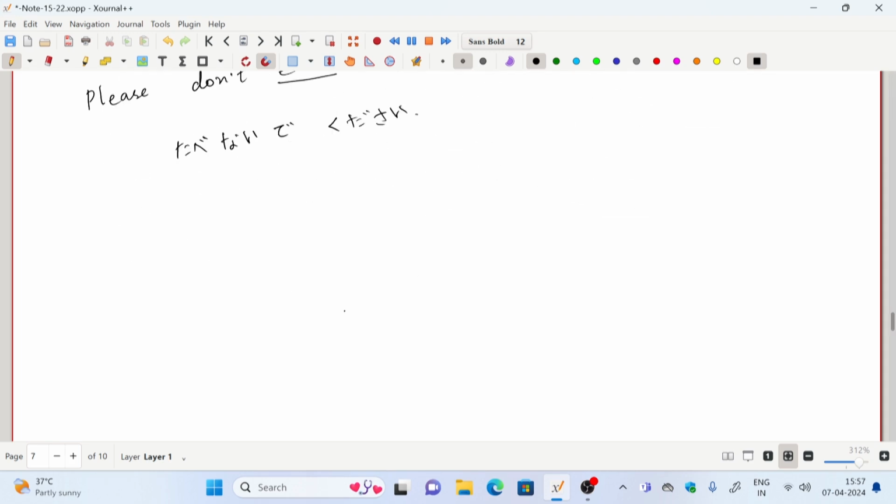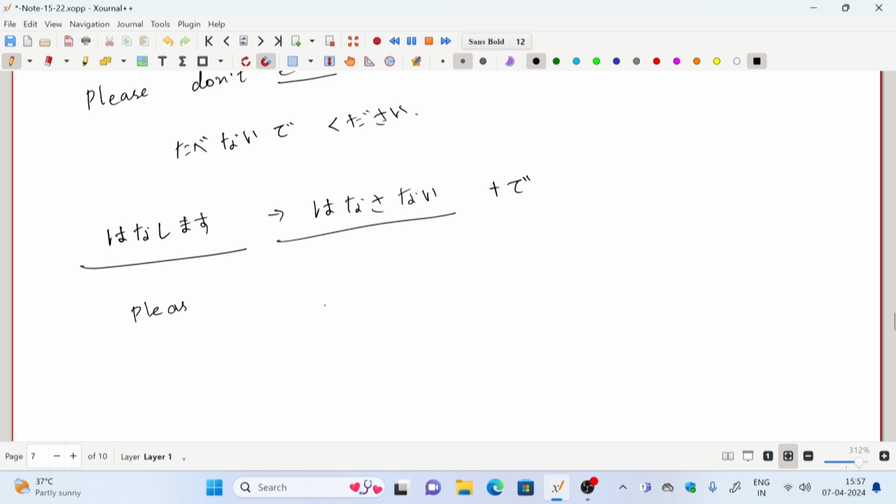Now we'll use it with a first group verb. Hanashimasu we can take as an example. It will first change into the nai form, hanasanai, and then we'll add de. So if we say please don't talk in English language. Please don't talk in English.